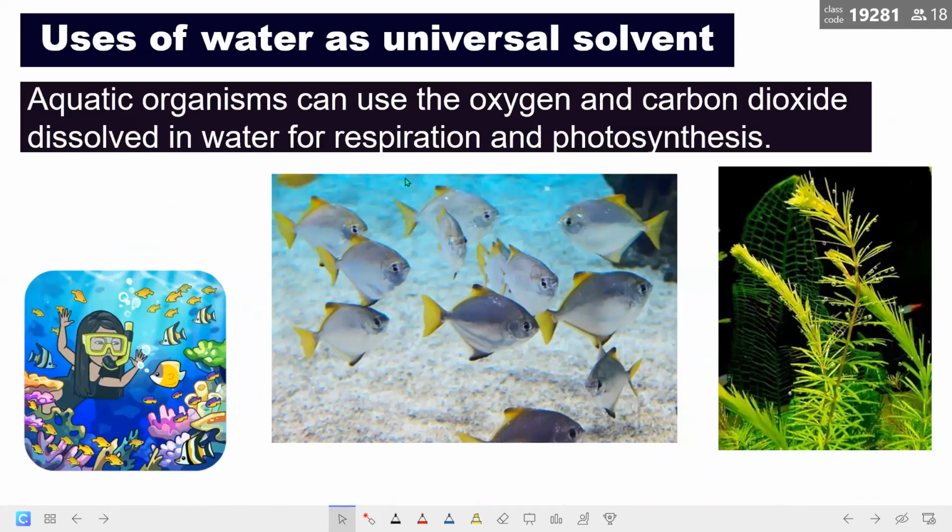Aquatic organisms also use oxygen and carbon dioxide. Where are they being dissolved? They are dissolved in water, for respiration and photosynthesis. So water is also very important for the aquatic organisms here.